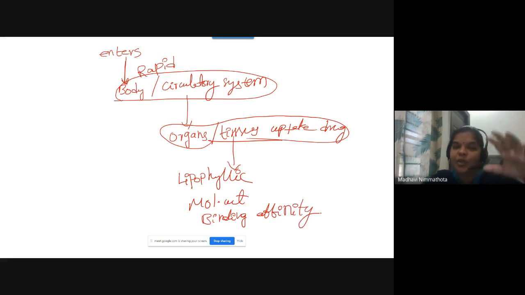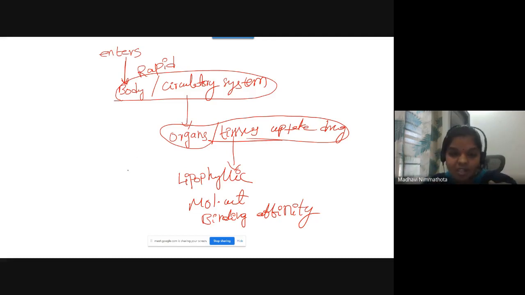See, ma'am, when you take this IV injection, the drug will rapidly enter into the systemic circulation. After it enters into the systemic circulation, some organs or tissues will uptake the drug. So how much amount of the drug will be available in the particular tissue, and the capability of the tissue to engulf that circulatory system drug, will be totally dependent upon the lipophilicity of the drug, the molecular weight, and how much drug binding affinity is there.